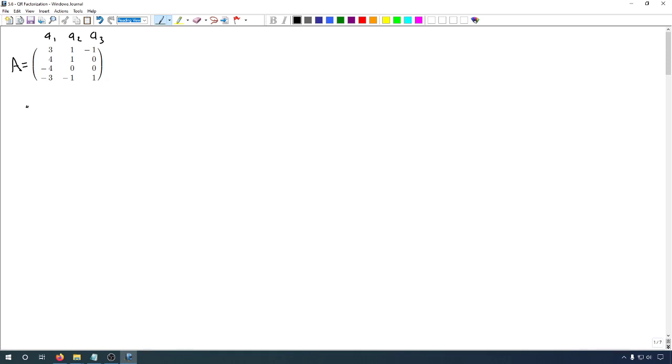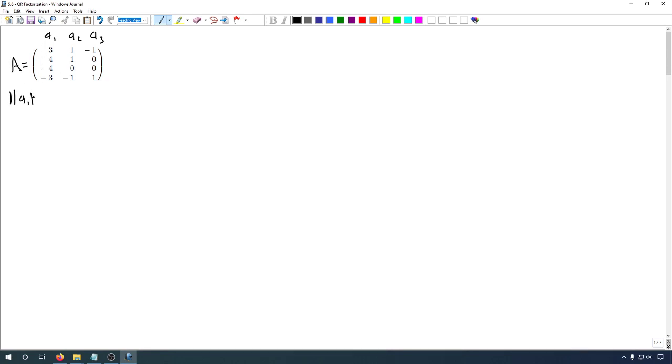For reasons that will become clear a little bit later, instead of calling our orthonormal basis when we get it u1, u2, u3, we are going to call those vectors q1, q2, and q3. So that'll become pretty clear later on, or at least it's a standard thing that people do in this kind of a context. So first thing we need to do is turn a1 into a unit vector.